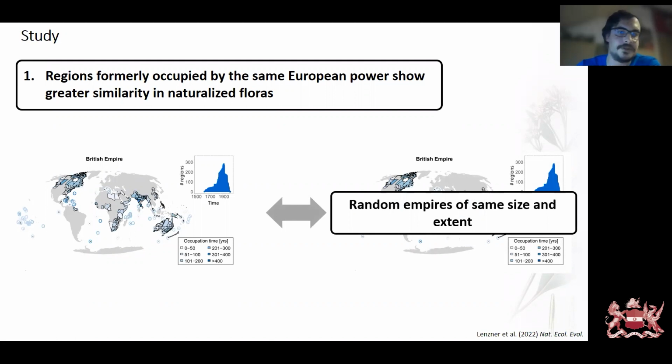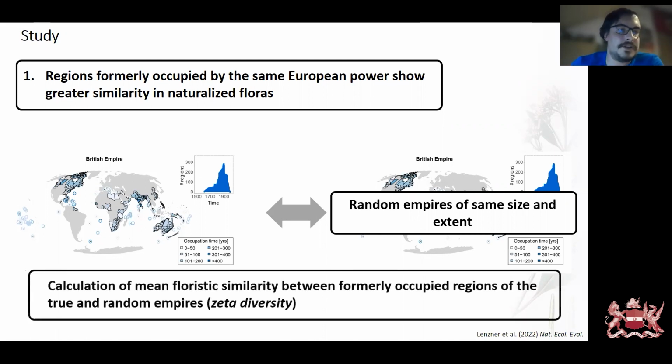So basically what we did is we drew random regions from this global pool of regions that we looked at. So the same number of mainland and island regions in these broader geospatial regions, so the same number of regions in sub-Saharan Africa, but randomly. And so we created these kind of null models and compared how similarity changed between the observed and the randomized draws or the randomly constructed empires. So we then calculated this mean floristic similarity between formerly occupied regions of the true and random empires.